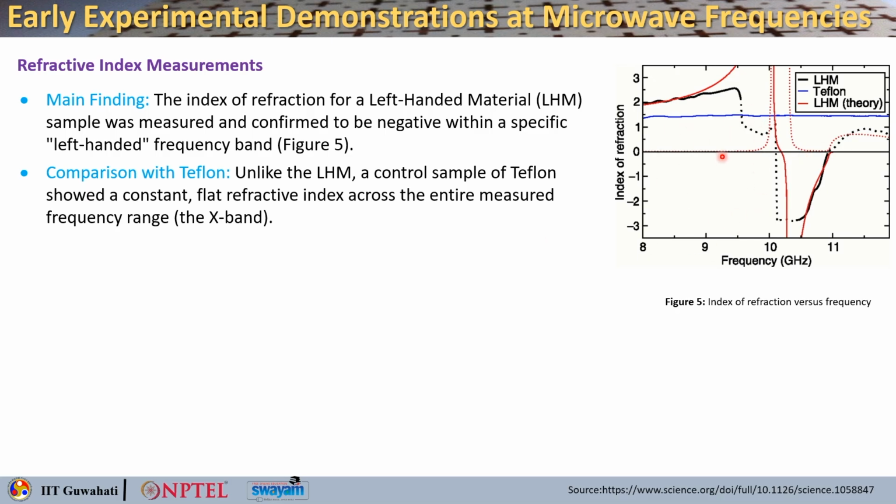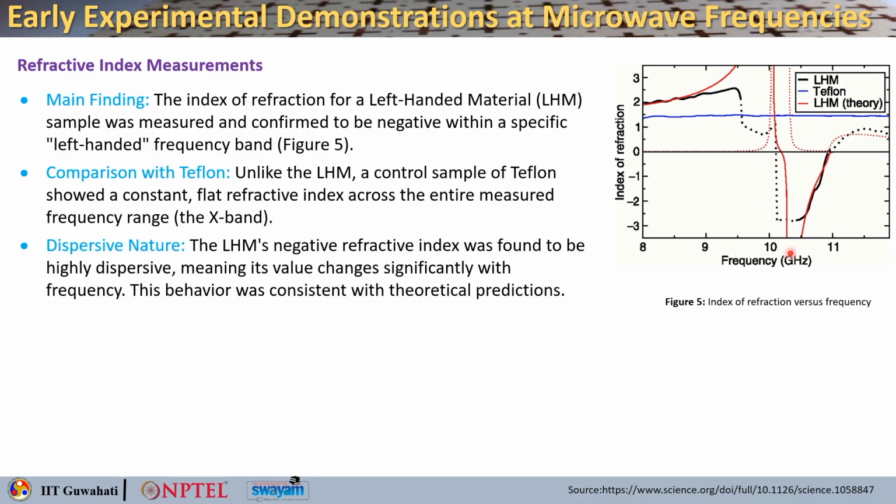Now, what does this comparison with Teflon tell us? That if you have a Teflon sample, it basically shows a constant flat refractive index across the entire measured frequency band. So, it is basically X band here. Okay. In the case of left hand material, the first thing that you notice is the dispersive nature, that is it is frequency dependent. Okay. So, this negative index behavior is highly dispersive. So, it changes significantly with frequency, and this particular finding is consistent with the theoretical prediction as well.